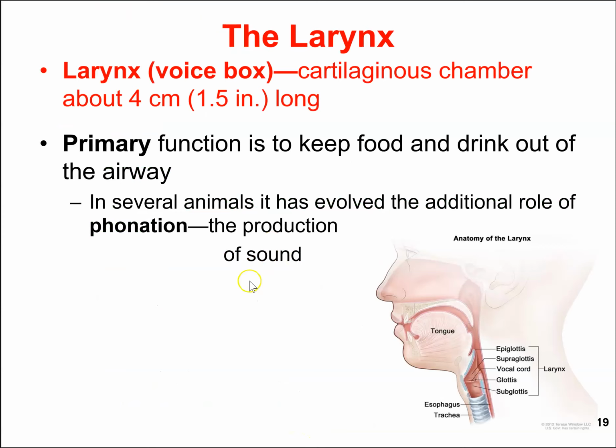So the next region is the larynx. The larynx is basically the voice box. The larynx is a cartilaginous structure which is present right below the laryngopharynx. This region connects the pharynx to the trachea. And it also helps in regulating the volume of air that enters and leaves the lungs.